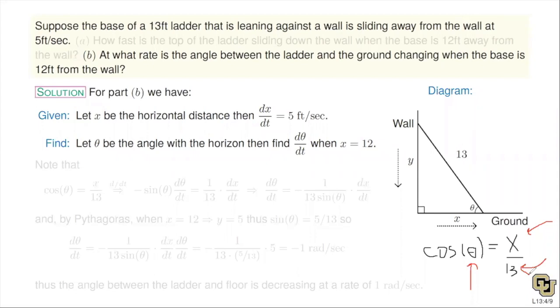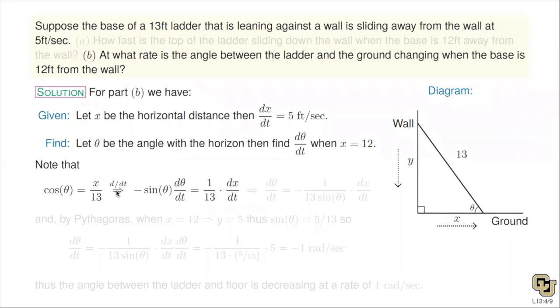So here, cosine theta is the most straightforward function to use. It's not the only one, but it's the most straightforward. So I'm using cosine theta equal to x over 13 as my function that relates the two variables theta and x. Now, take derivatives. Take t derivatives.